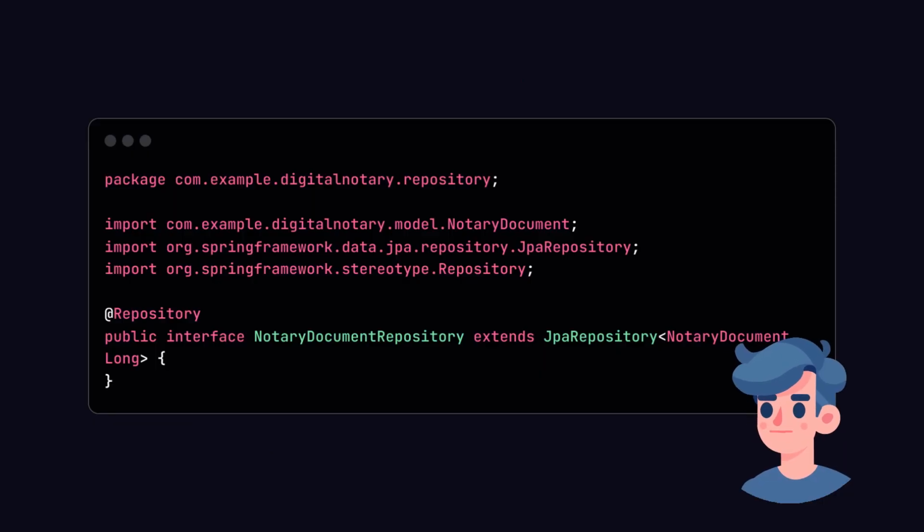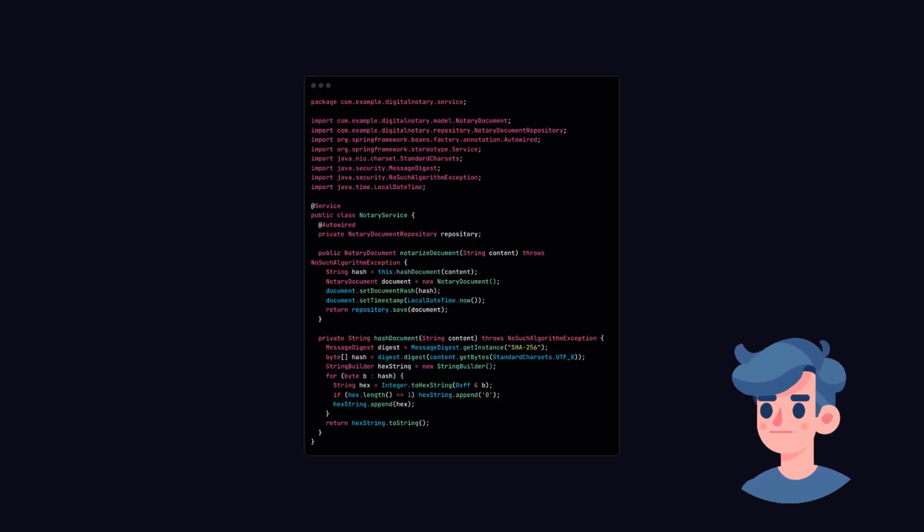Now, let's create a repository interface for our entity. This will allow us to perform CRUD operations on the documents. With our repository set up, we need to create a service class. This service will handle the business logic and coordinate between the controller and the repository.